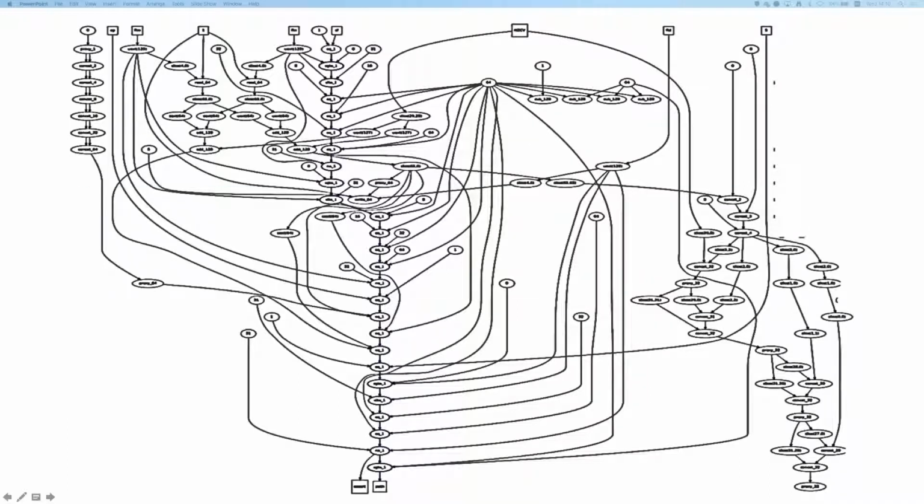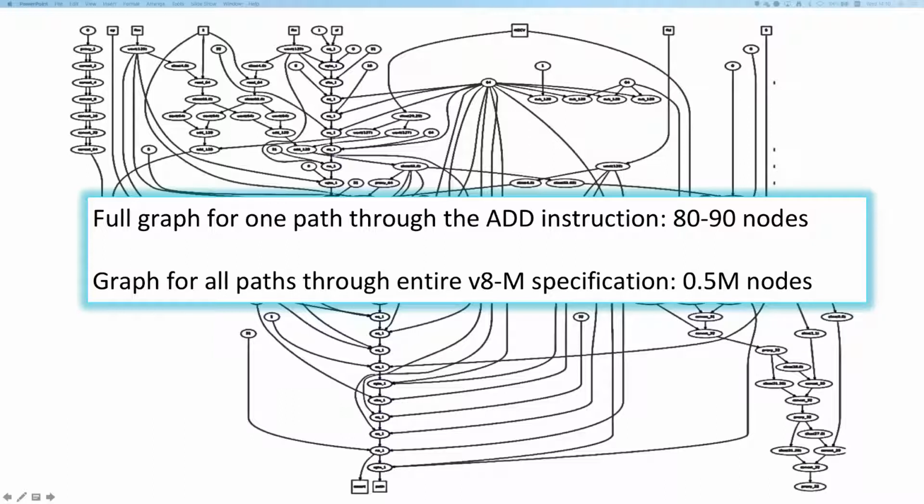I've been experimenting with extending this in two ways. This is just one path through the execution of an instruction. One way to improve on that is to build a graph that represents all possible paths through the instruction, and that's much more useful because you can then point at something and ask how to make that happen. It will tell you exactly what inputs will cause the path that makes that happen. I've also been experimenting with taking the entire specification, right?